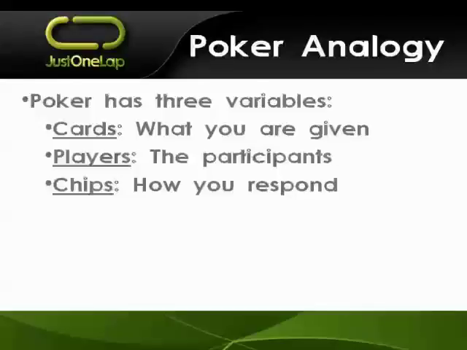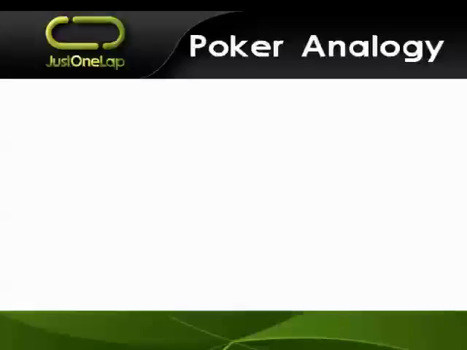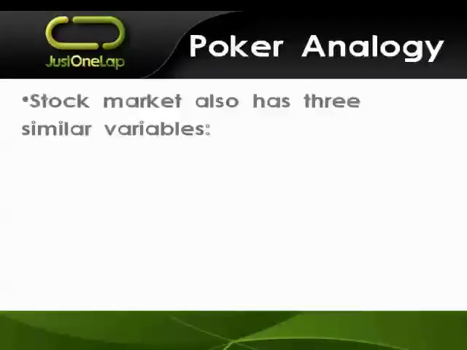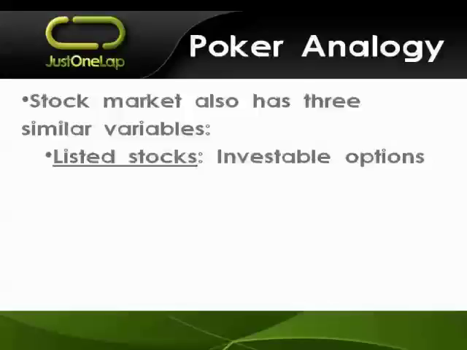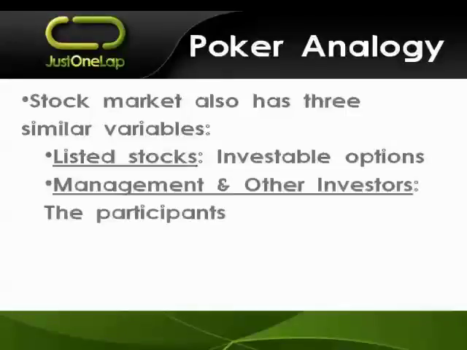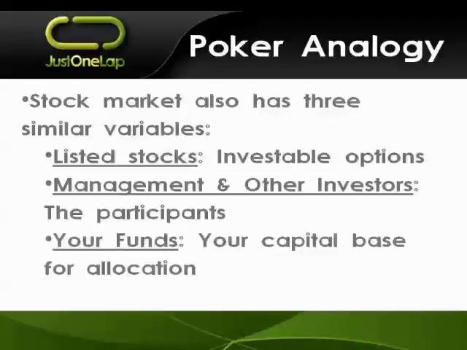Now, let me extrapolate this analogy to the stock market. The stock market also only has three variables. It has the listed stocks. It's the investable options. Do you notice how that's very close to choosing what share you invest in? It's almost like the cards that you're dealt onto the stock market. Then you get management and the other investors, the other market participants. It's simple. These are the participants. They're like the guys sitting around the poker table. Finally, you get your funds, your capital, your portfolio, your money, your savings. It's your capital base for allocation.